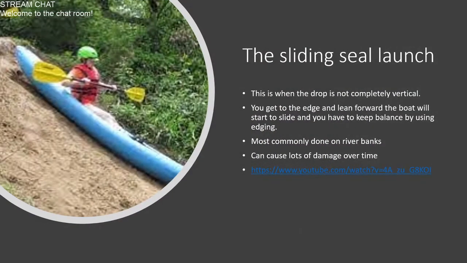Then we have the sliding seal launch. This is the main one we're going to be talking about. This is when the drop isn't completely vertical. You get the boat to the edge of where it starts to lean, and then you lean forward and you just start sliding. You have to use edging in this one a lot more so you don't topple over and slide down on your face. This is most commonly done on riverbanks and it can cause a lot of damage over time.